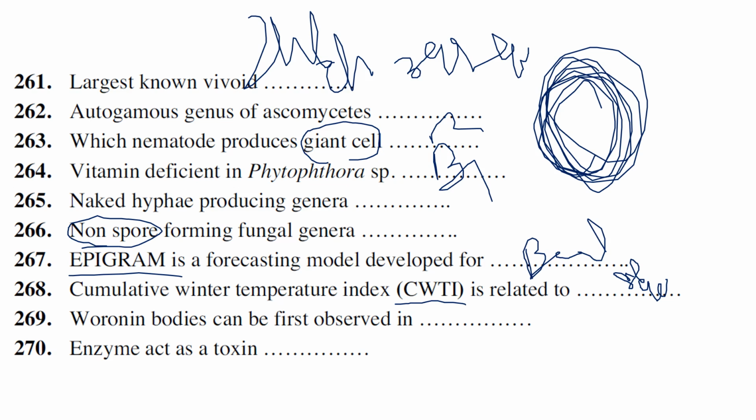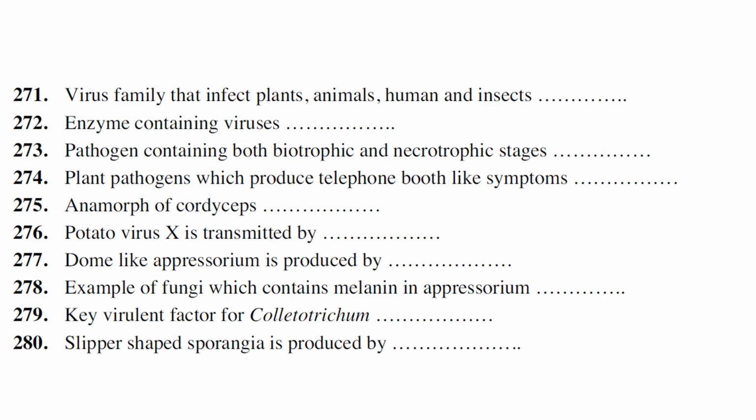Which enzyme generally acts as a toxin? There is an enzyme called lecithinase which acts as a toxin. The next one: virus families that infect plants, animals, humans and all those things. Reoviridae and Rhabdoviridae are both viruses that infect not only plants, animals and humans but also insects.